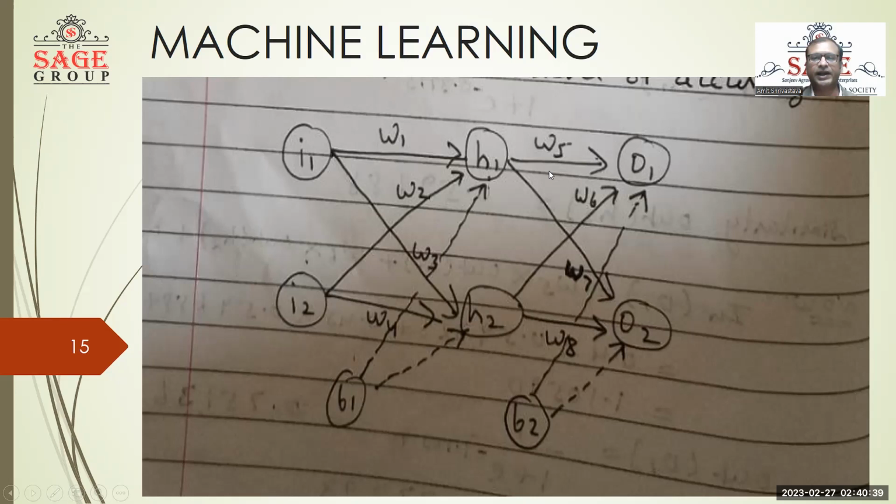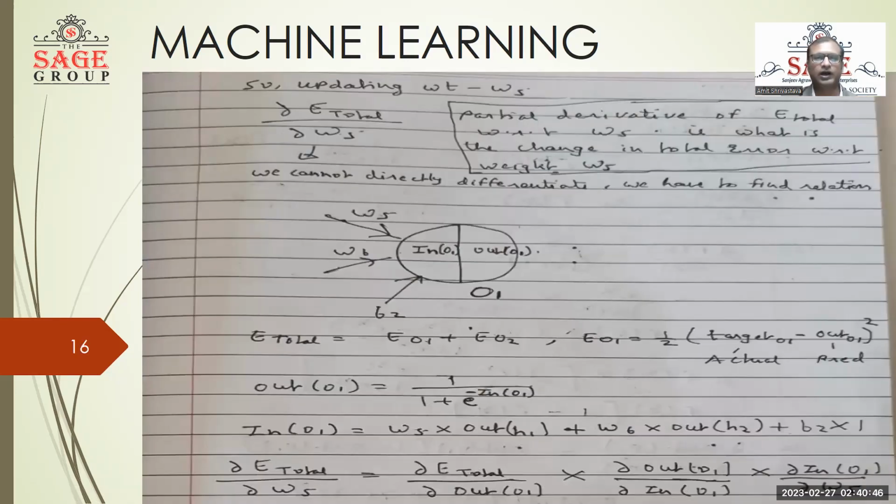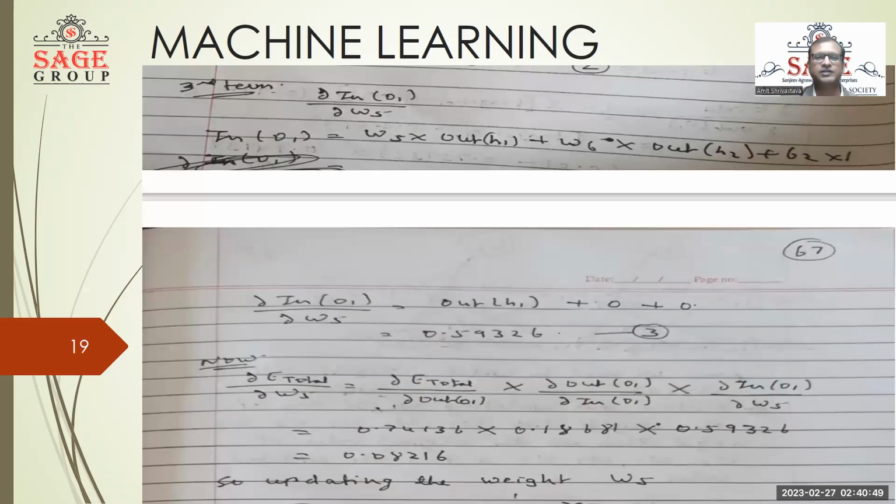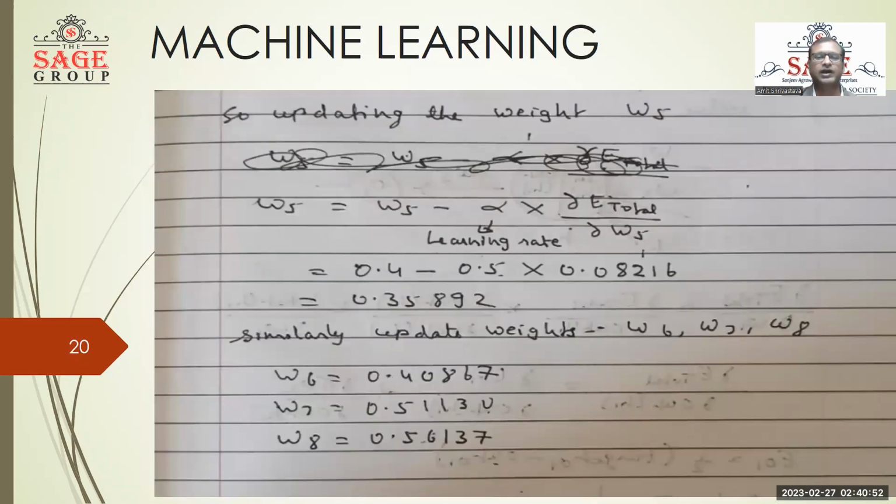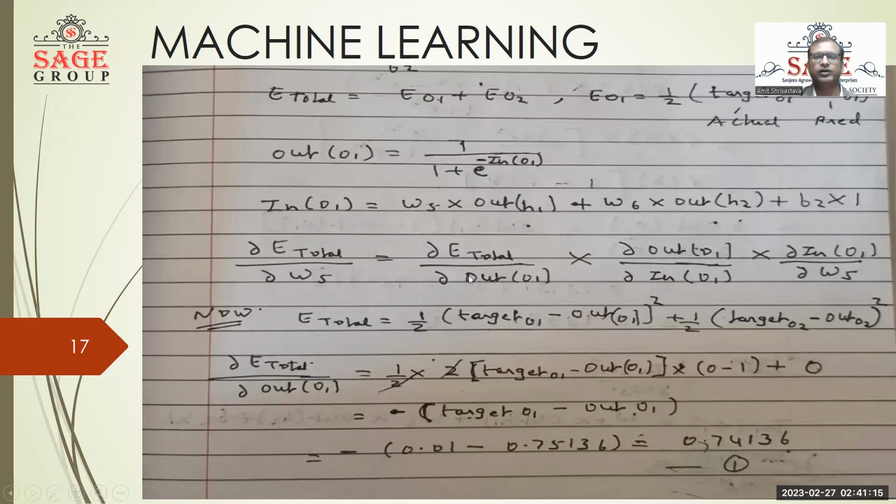Now I want to update this weight W5. Let us assume this is the weight W5 which I want to update. So what will be the formula as per my gradient descent principle? My formula will be like this. W5 new will be equal to W5 old minus alpha, that is my learning rate, into del E total upon del W5. So it means I have to calculate this partial derivative of total error with respect to W5 for updating my weights, right? So let us see how we can do it.